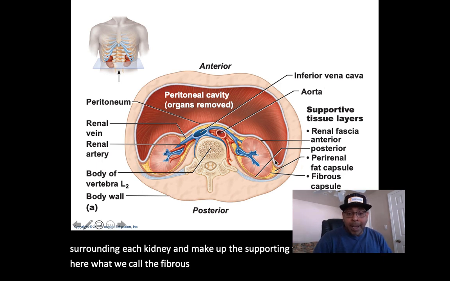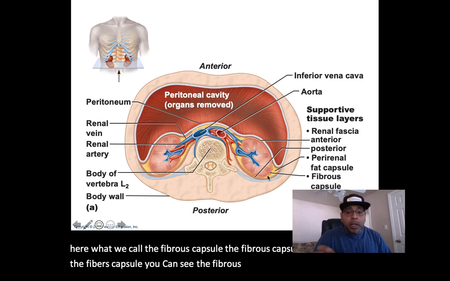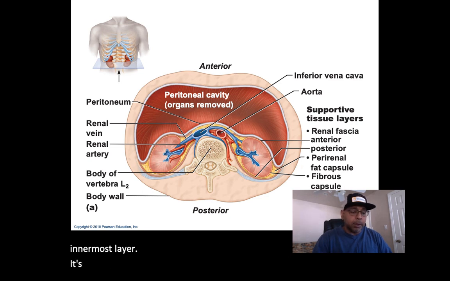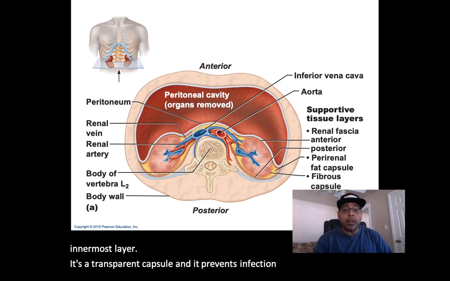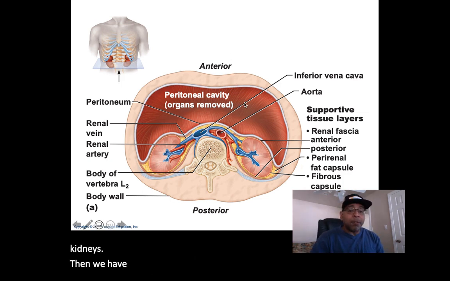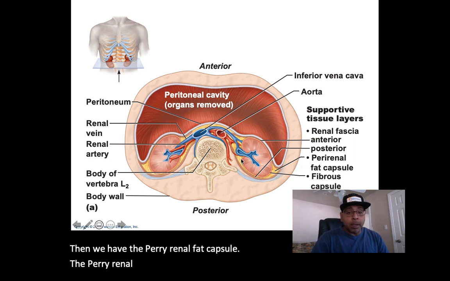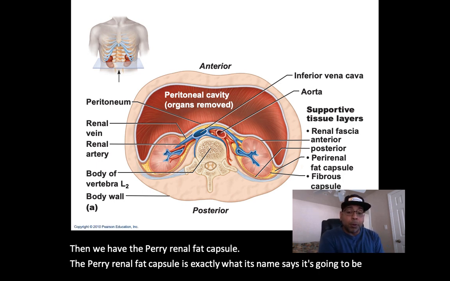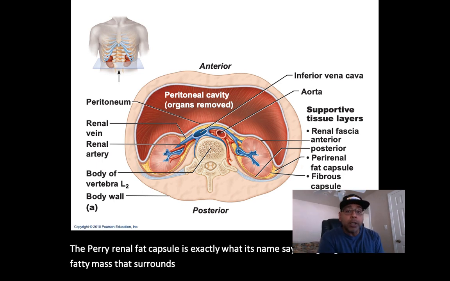The fibrous capsule is going to be the innermost layer. It's a transparent capsule, and it prevents infection from spreading to the kidneys. Then we have the perirenal fat capsule. The perirenal fat capsule is exactly what its name says. It's going to be a fatty mass that surrounds and cushions the kidneys against blows.